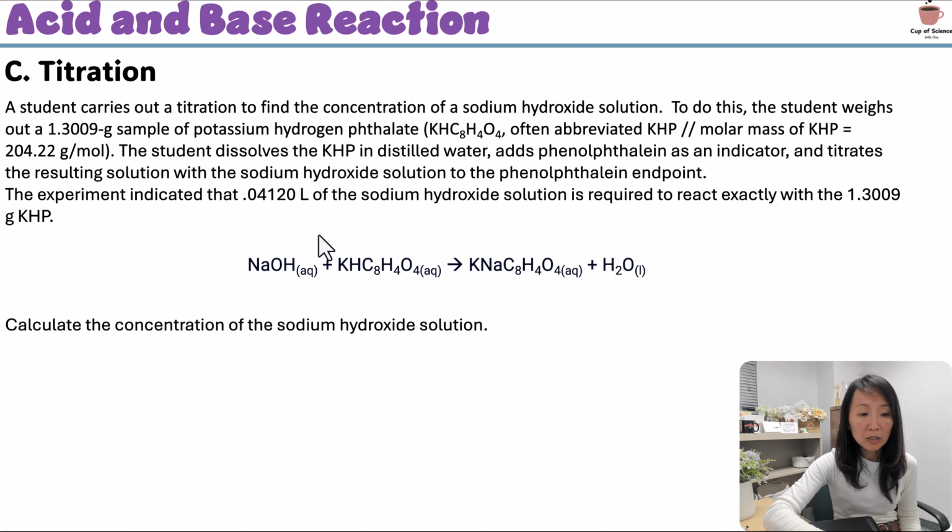So our information is either based off of sodium hydroxide, the base, or the KHP. If you look in this particular problem, it gives you more information about KHP than sodium hydroxide. It gives you the mass of KHP and the molar mass of KHP. And then for sodium hydroxide, it gives you just the liters. Okay, so I'm going to start off with the KHP information, and that would be 1.3009 grams of KHP.